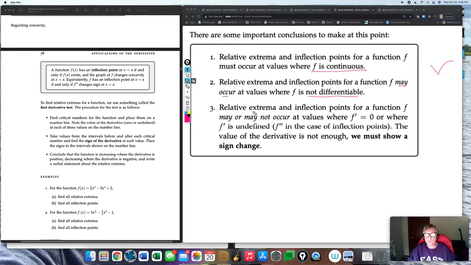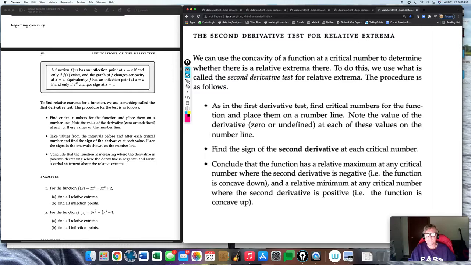And then thirdly, relative extreme and inflection points for a function may or may not occur at values where f prime is equal to 0, or where f prime is undefined. F double prime in the case of inflection points. The value of the derivative is not enough. We must show a sign change. That's the reason why you have to do your plus and your minus to get your increasing and decreasing. So just knowing that the derivative itself is 0 is not enough information, okay?